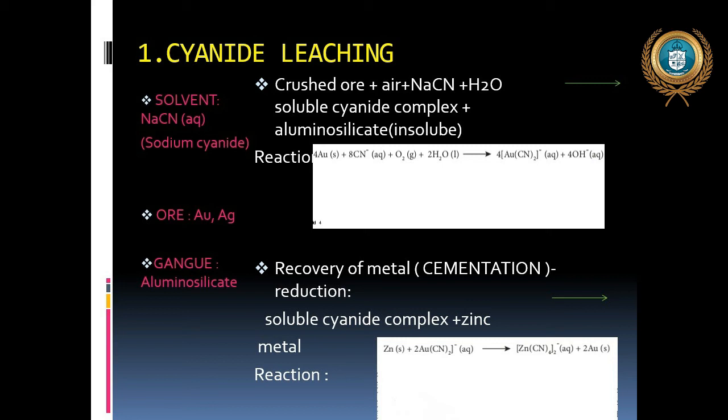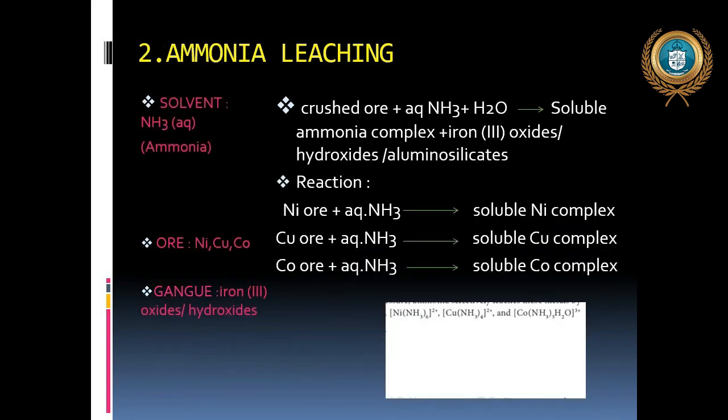Here zinc reacts with the soluble complex. The complex has a minus charge, it has ions. So what is happening here is zinc gives the electron to the electron deficient gold and leaves the gold separately. So it makes a zinc cyanide complex, leaving the gold as a separate metal. So this process is called cyanide leaching.